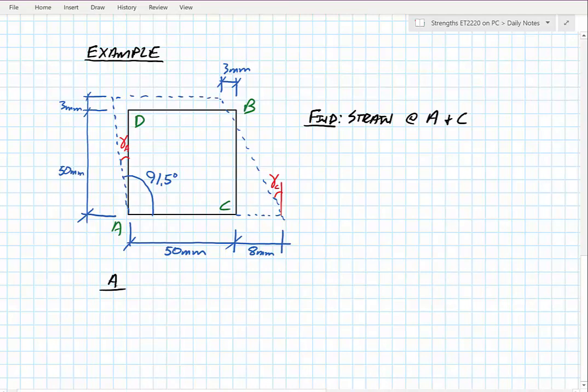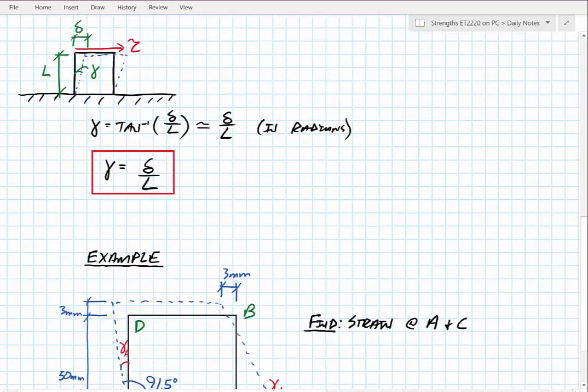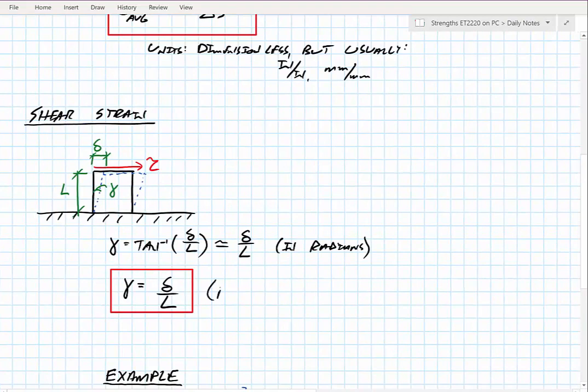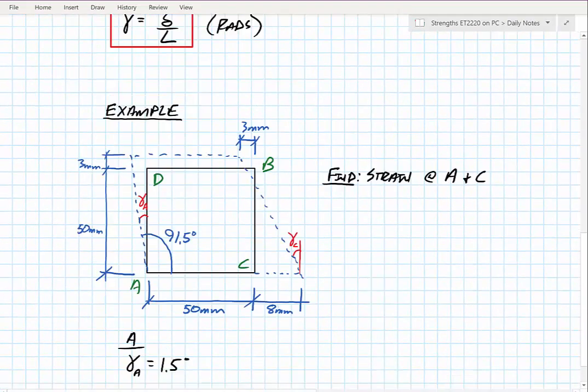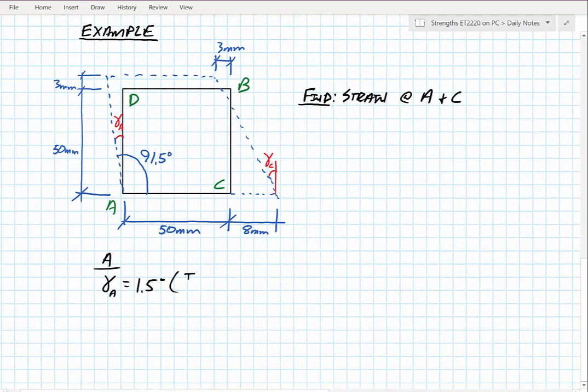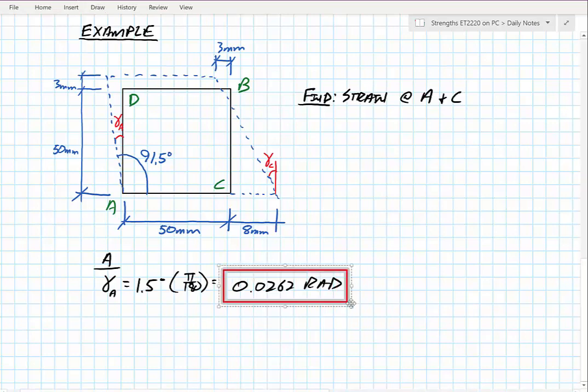So I'm given that this angle is 91.5 degrees. So of course my gamma at A is equal to the 91.5 minus the 90, or its change of 1.5 degrees. Now the only issue there is when we talk about the shear strain, we do want it to be in radians. Maybe I should have put that in this equation. This should always be in radians. So we just have to convert degrees to radians. So I'm going to multiply this times pi over 180 for my conversion, giving me 0.0262 radians. Box that bad boy.